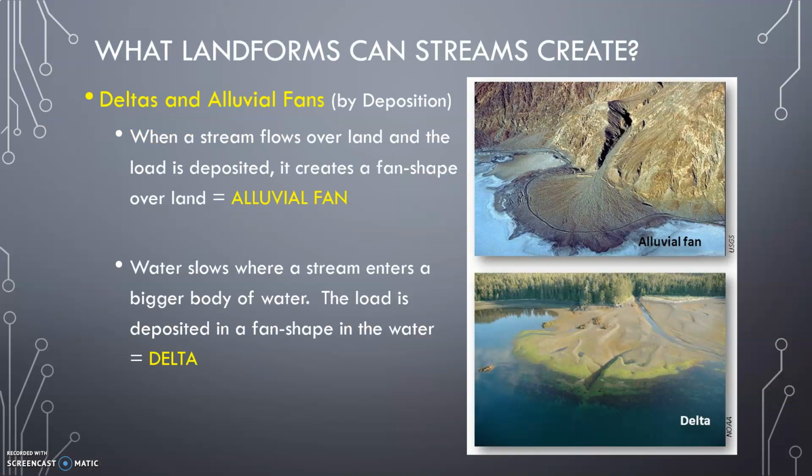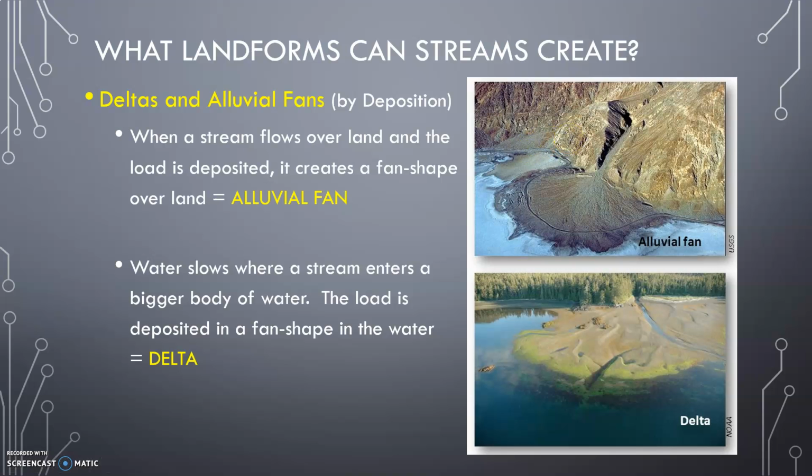Something else that can form is a delta or an alluvial fan. Both of these are formed by the process of deposition, the result of something laying down. An alluvial fan is when the stream flows over the land and basically all the sediment gets deposited. When it does that, it gets deposited in what would appear as a fan shape, an old-fashioned fan, not your ceiling fan. And this is kind of like a giant semicircle, and it's called an alluvial fan.